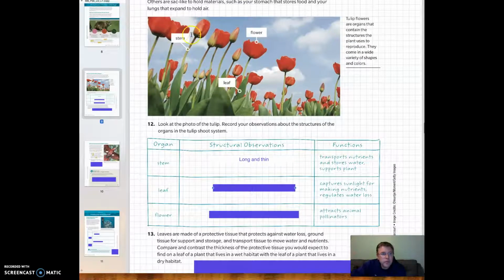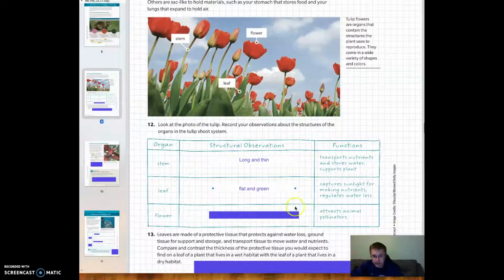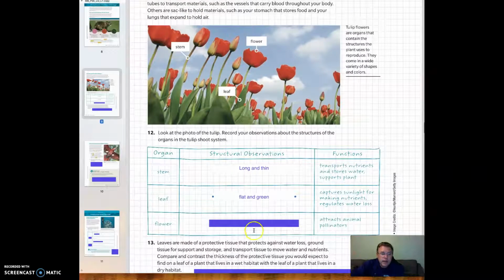If we look at a leaf, we can see the leaf is flat and green. It's a good way to be set up for its job, to capture sunlight for making nutrients, and the flatness actually helps to regulate some of the water loss that you can have happening there.